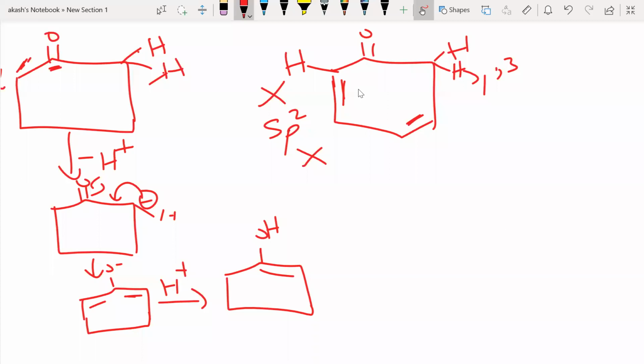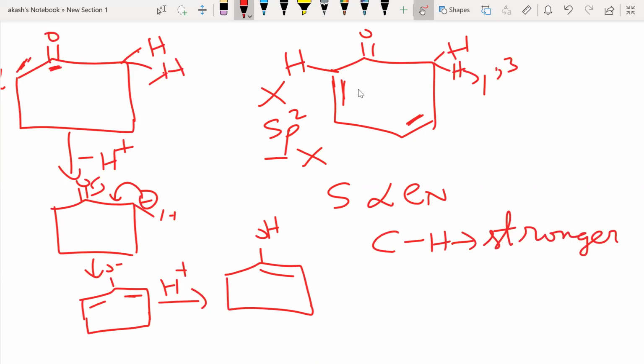Why, if you ask me? Whenever the amount of S character increases, the electronegativity of the particular atom increases, right? And whenever electronegativity increases, the CH bond becomes stronger. So you will not be able to remove this hydrogen. That's what I'm telling.